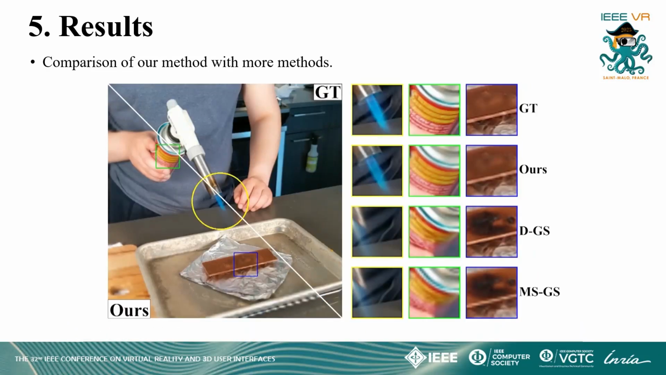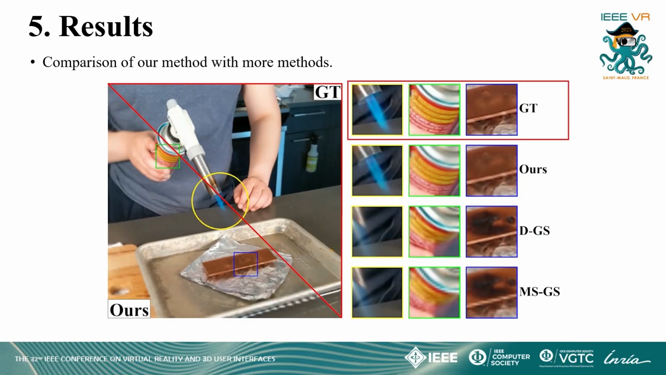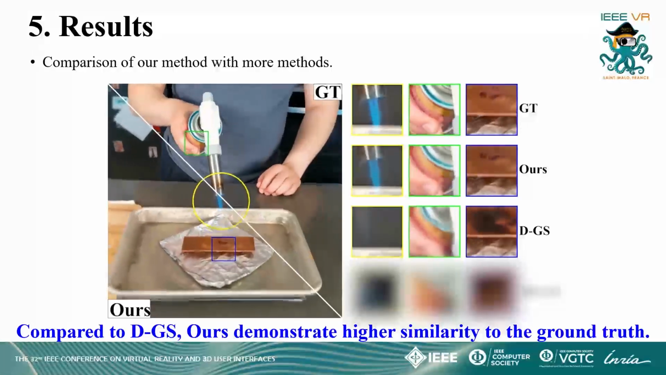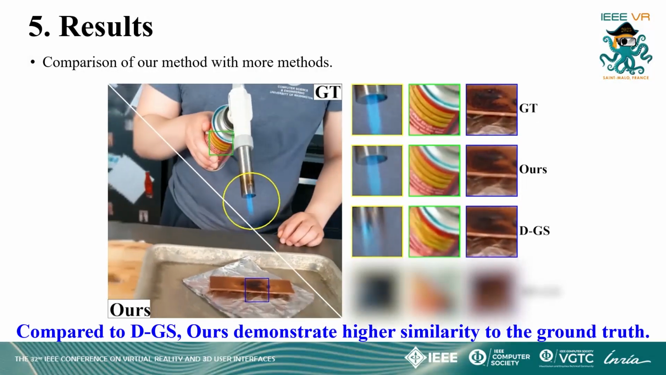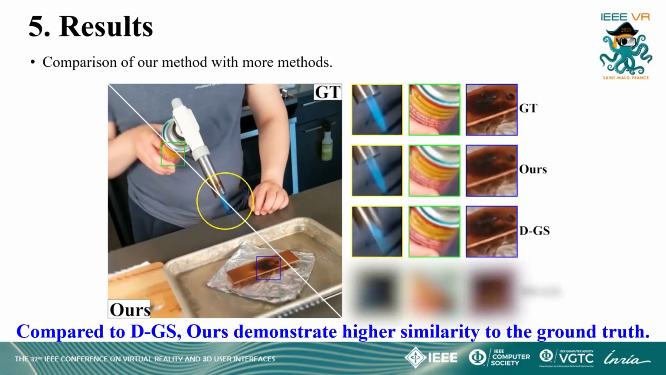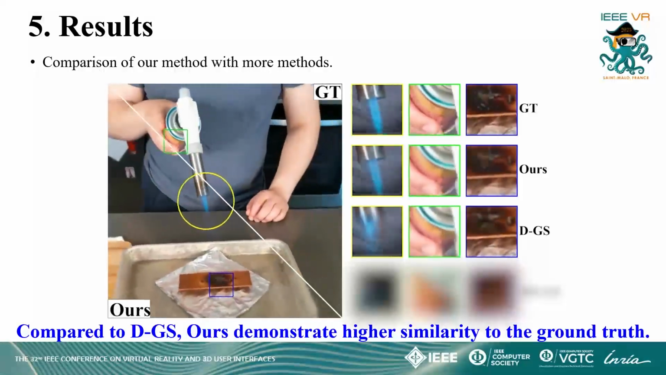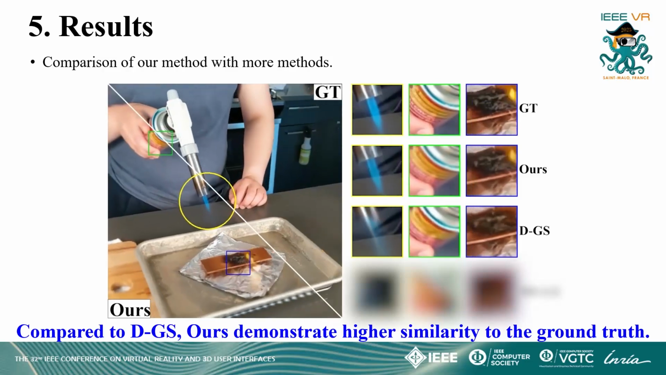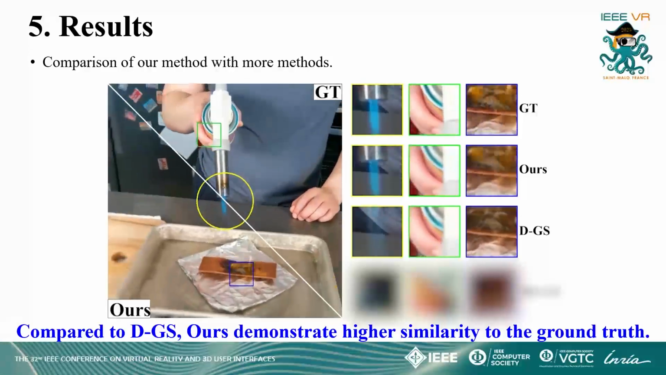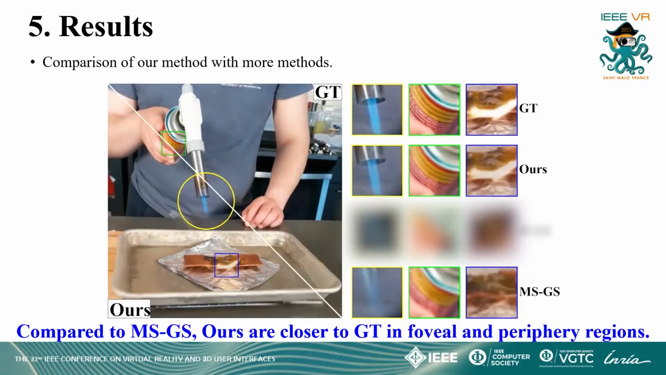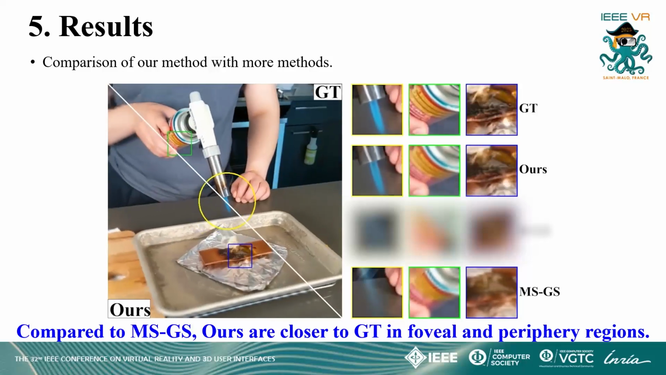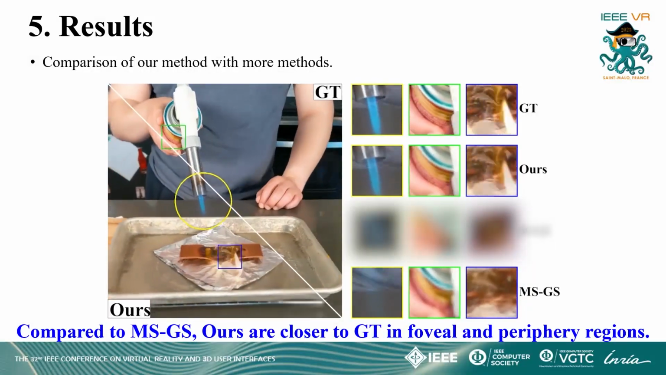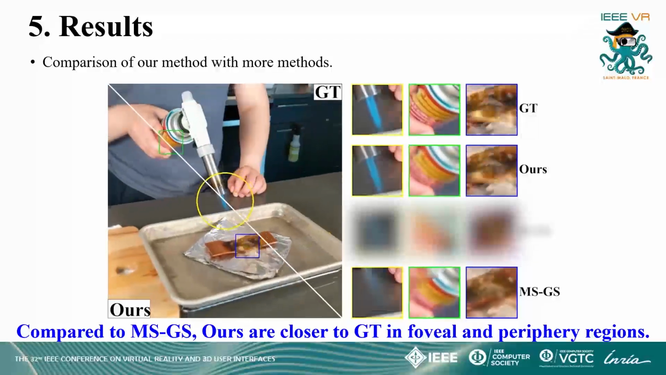We also compare our method with ground truth, DGS, and MSGS. Compared to DGS, although our method uses fewer Gaussians for rendering, our results demonstrate higher similarity to the ground truth, such as the blue flame of the blowtorch in the foveal region. Compared to MSGS, our results are closer to the ground truth in both foveal and periphery regions, such as the text on the blowtorch and the flame on the chocolate.